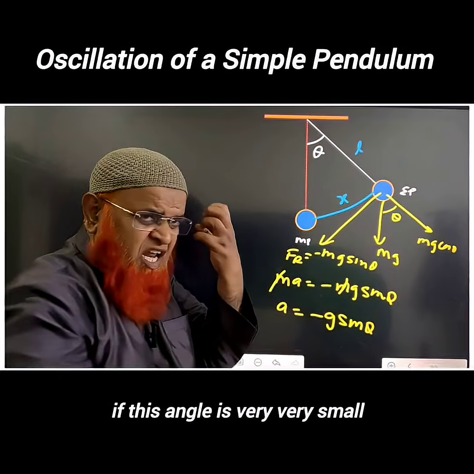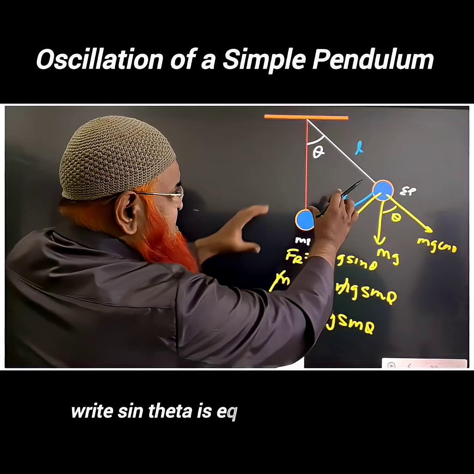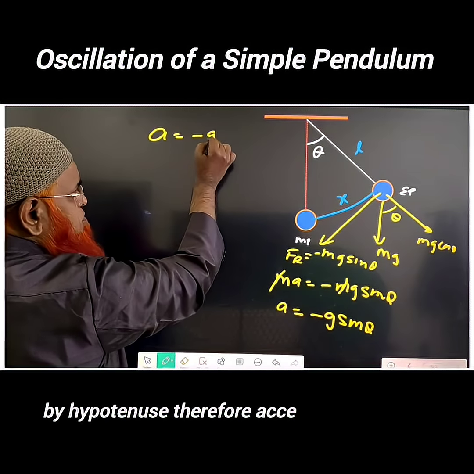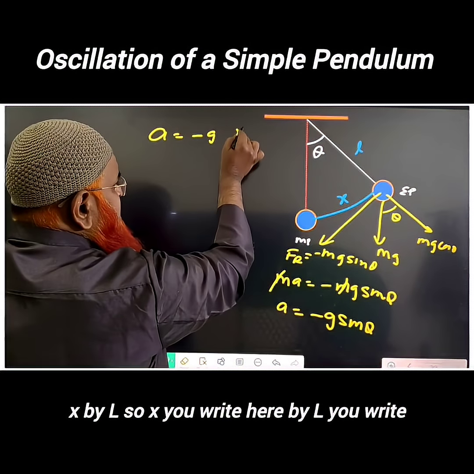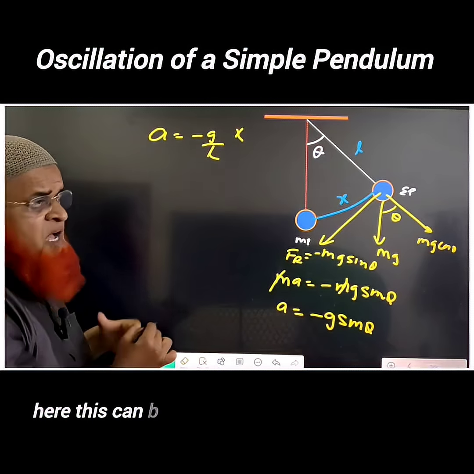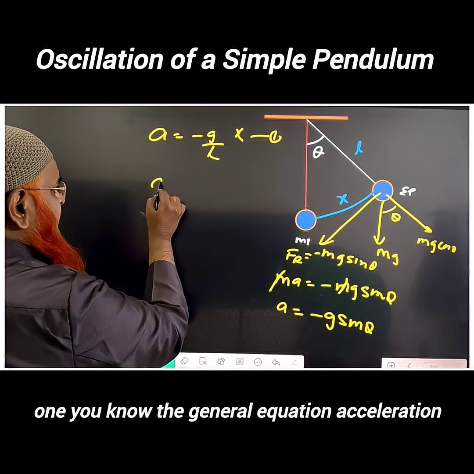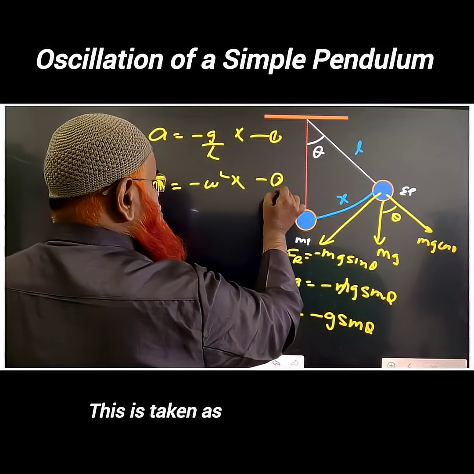If this angle is very small, that is, less than 5 degrees, then we can write sin theta equal to opposite side by hypotenuse. Therefore, acceleration is equal to minus g sin theta, where the opposite side is x by L. So you write x here, by L here. This can be considered as equation number 1. You know the general equation: acceleration is equal to minus omega square into x. This is taken as equation number 2.